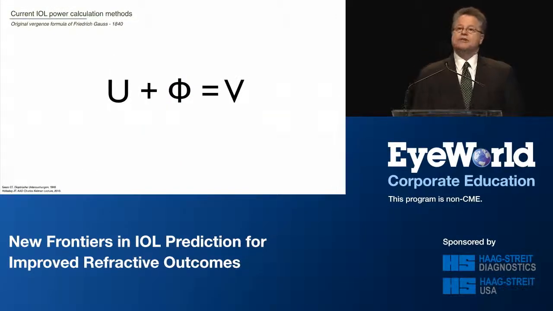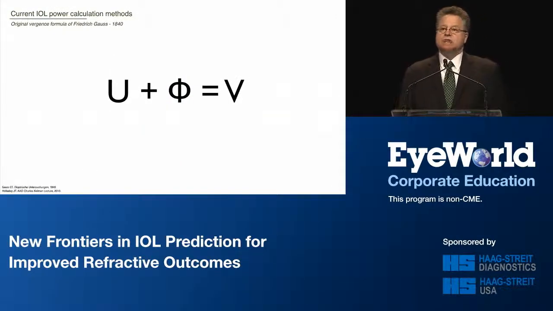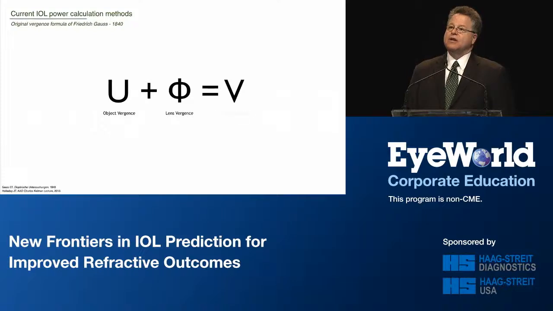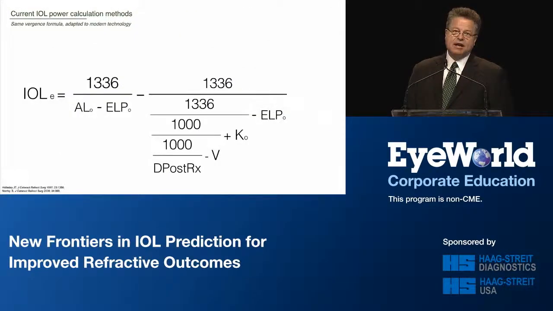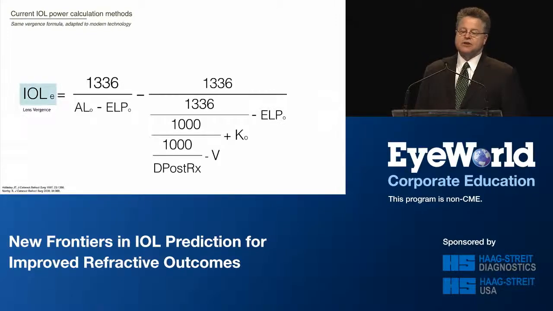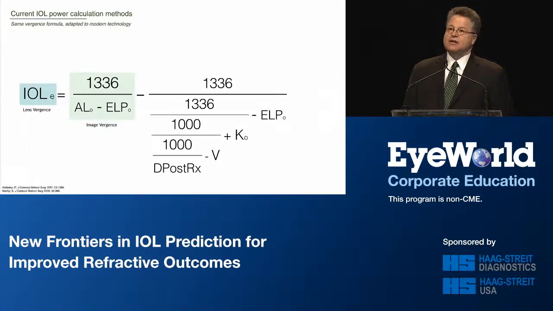Here's the formula you're using. This is from Frederick Gauss from 1840. It's the first half of the 19th century. And if we fast forward to right now, you'll see that this formula and this formula, which is the mathematical backbone for all the vergence formulas, are very much the same. We've added the effective lens position, keratometry, a few other things, vertex distance, but pretty much we're still using a vergence formula from the first half of the 19th century.